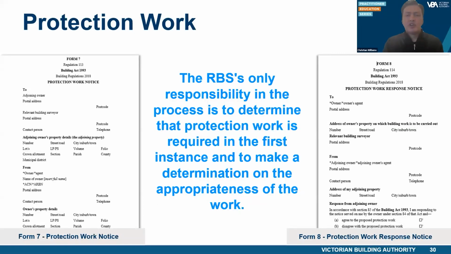Quite often, a builder or designer may act as an agent for the owner. In these cases, practitioners should make themselves aware of the requirements for protection work. The owner or the agent must provide the documents required under Regulation 113. Along with the Form 7 and 8, there are other documents to be provided. For example, plans and specifications of the building work and protection work, an allotment plan, a copy of the Form 6 determination, and the VBA approved statement, which is available for download via the VBA website.